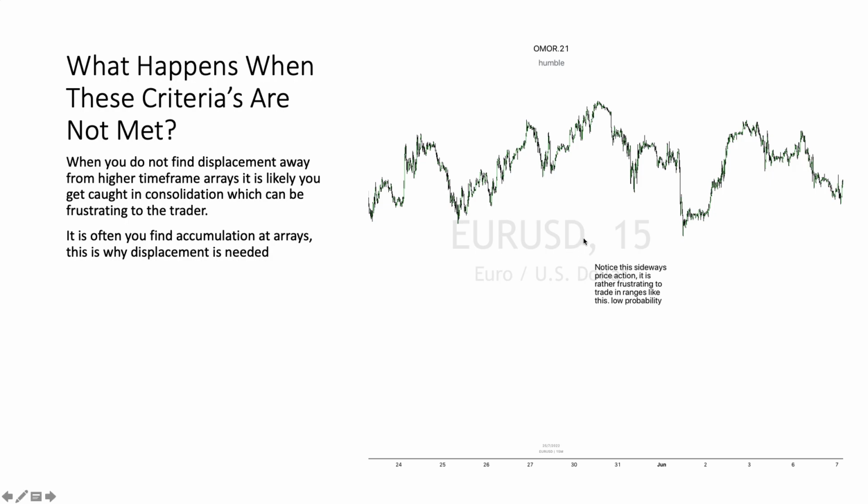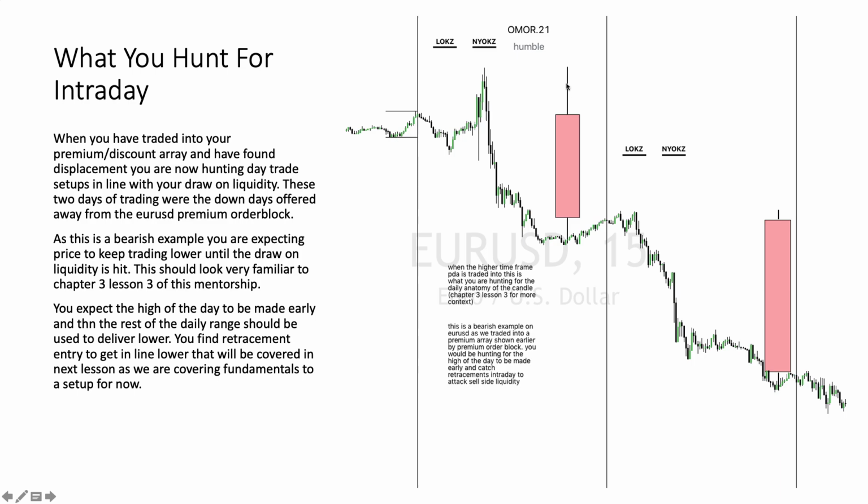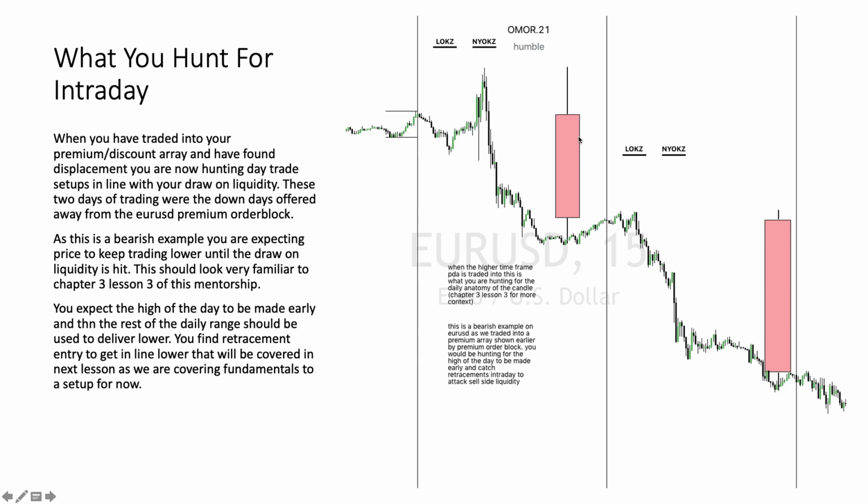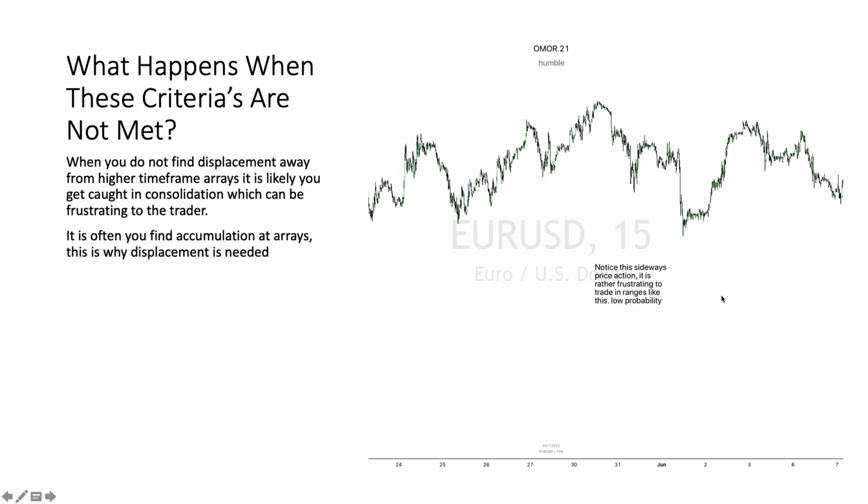Because once you get your displacement away from the high time frame array, you get clear down close candles, clear nice range day trading setups that are going to offer you many pips if you can get in line, rather than trading this and being stuck in consolidation half the day. I know what I'd want to trade, and it's going to be this. Wait for displacement away from the array, and you'll know how the daily candles are going to be forming.